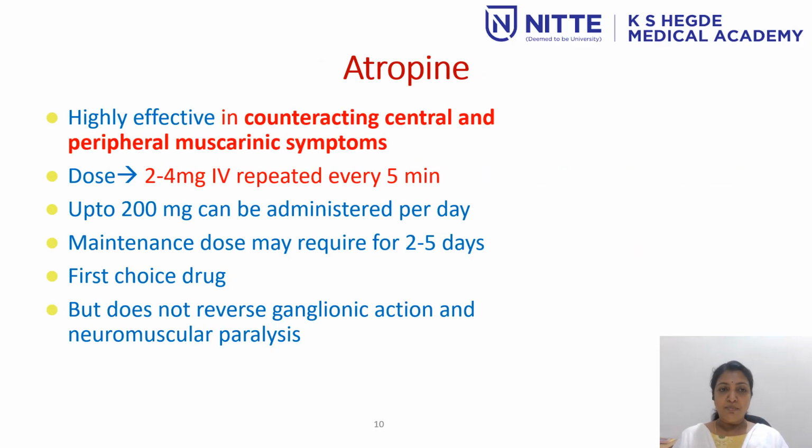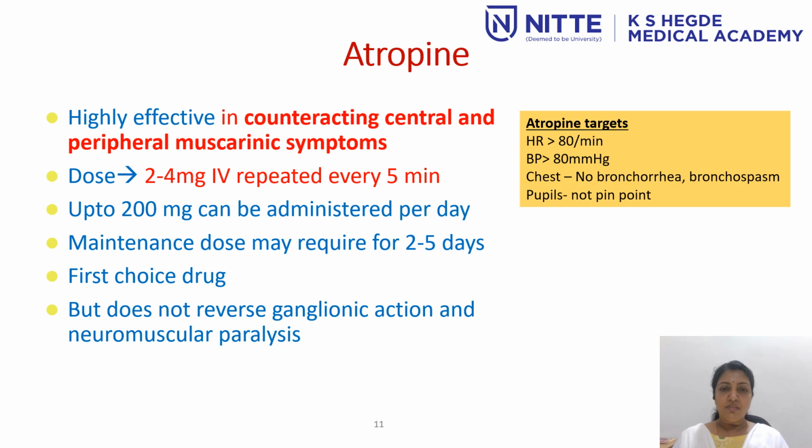So the mainstay of treatment is atropine. Atropine is an anti-muscarinic drug. It is very effective in counteracting central and peripheral muscarinic symptoms. The dose of atropine is 2 to 4 milligrams IV given as bolus, repeated every 5 minutes. Up to 200 milligrams can be administered per day. After that, a maintenance dose may be required for 2 to 5 days. It is considered the first choice drug. Being an anti-muscarinic agent, it does not reverse ganglionic action and neuromuscular paralysis.